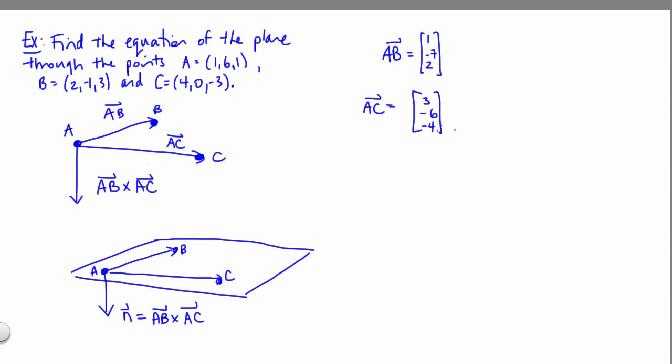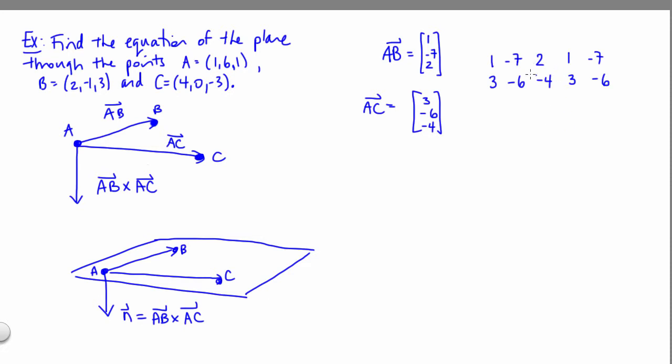Now to calculate the cross product, typically what we do over on the side is we just copy out the components of our first vector, 1, -7, 2. Underneath that we write the components of our second vector, so 3, -6, -4. And I'm just going to recopy the first two columns. So there's our first column recopied and our second column recopied.